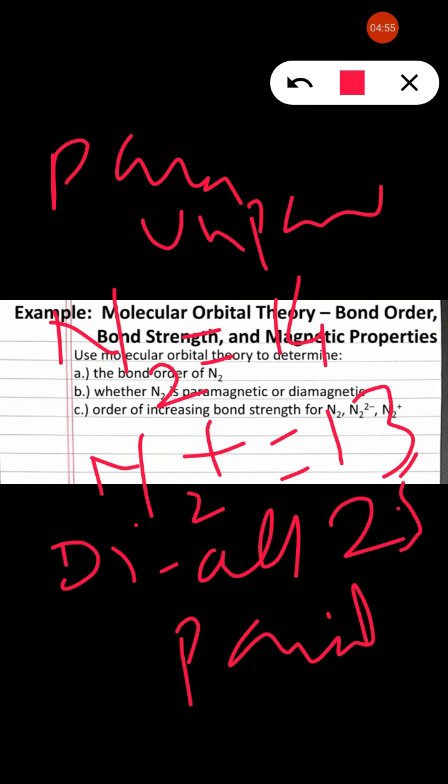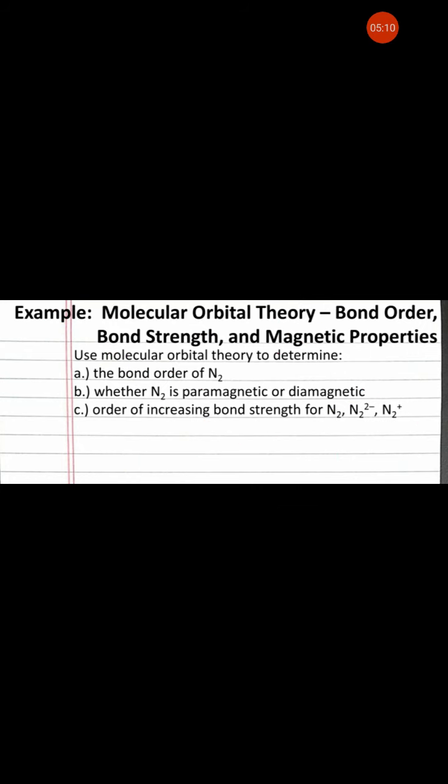So it is arranged that the bond order of N2 is greater than the bond order of N2 plus and then N2 2 minus, right? So in this way we will calculate the bond order.